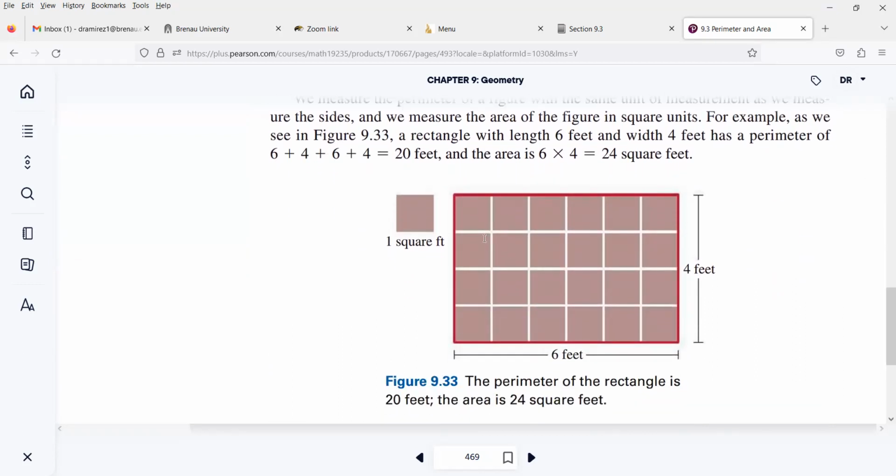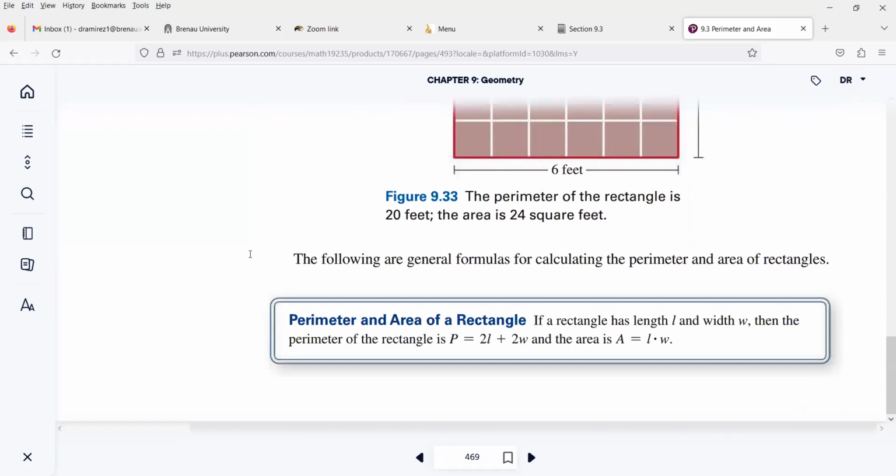So to find the area, we cut that rectangle into squares of dimensions 1 by 1. So the side of each square is 1 foot. So each little square represents 1 square foot, and when we count the squares, we have a total of 24 square feet. So that's a basic formula that I'm sure you have seen before. The area and the perimeter of a rectangle.